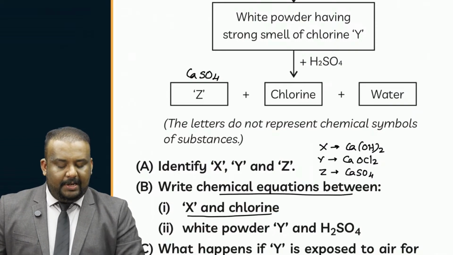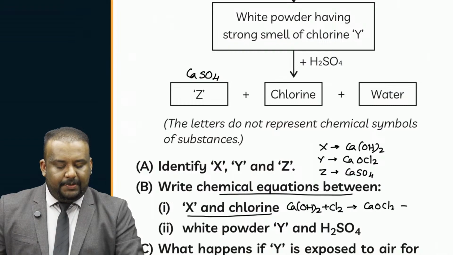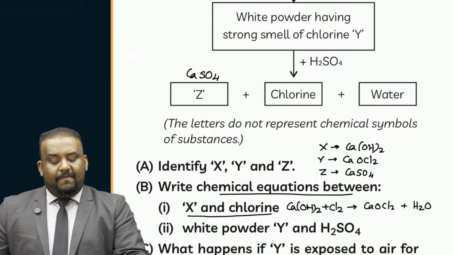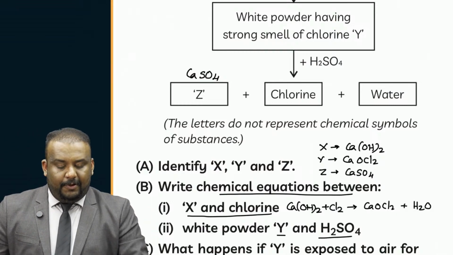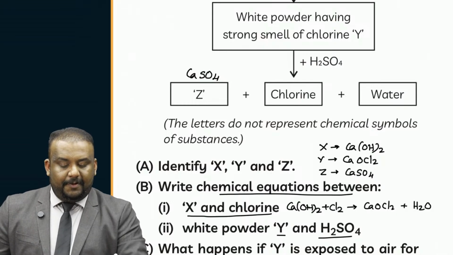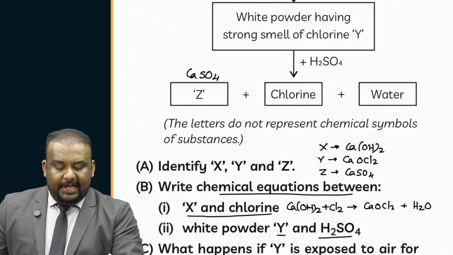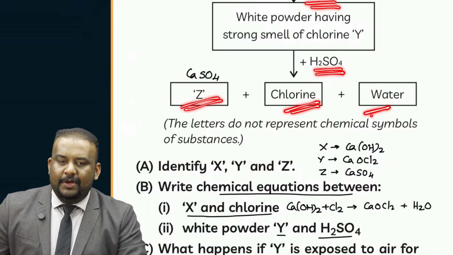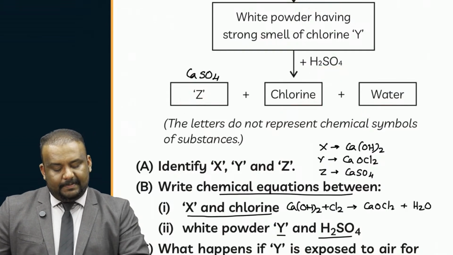X and chlorine. X and chlorine means Ca(OH)2 plus chlorine. That's going to give you what? CaOCl2 plus H2O. Bleaching powder plus H2O. Then white powder Y and H2SO4, it's already given here. CaOCl2 plus H2SO4 gives CaSO4 plus chlorine plus water. That will be the reaction.